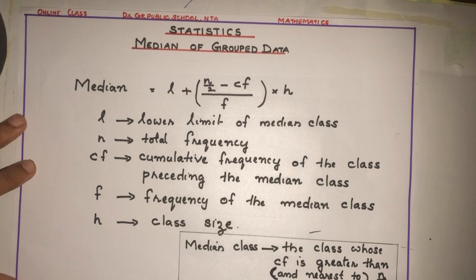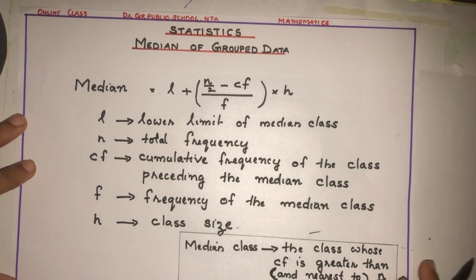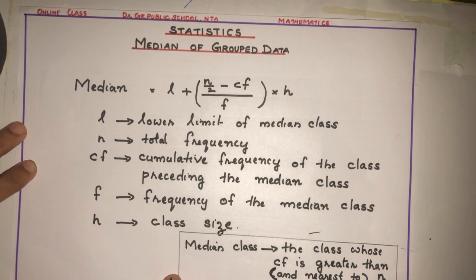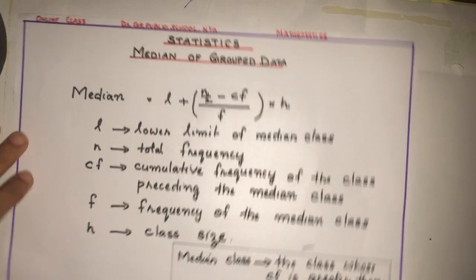class size. Okay, children? Now we are going to discuss the problems to find out the missing frequency of a data if its median is given. You can expect questions with one missing frequency or with two missing frequencies. First, we will discuss the question with one missing frequency.